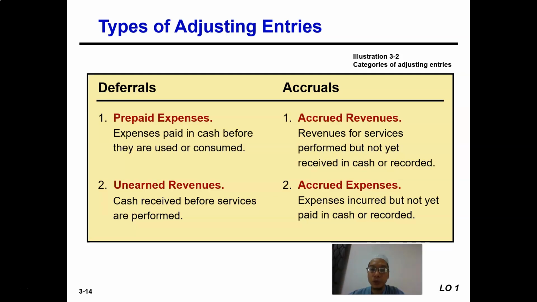And the other one is accrued expenses, where expenses are incurred but not yet paid in cash or recorded. A very simple example is bills. You have consumed electricity in January. You receive your electricity bill on the 5th of February. You only pay your bill on the 20th of February. So you need to do the adjustment because you have actually incurred the expense in January, although you only pay it in February. So that is an example of accrued expense.